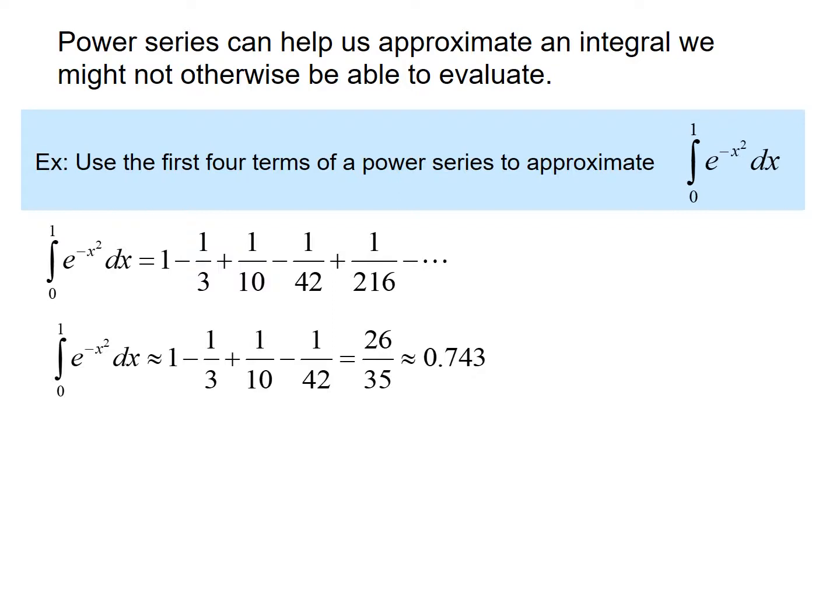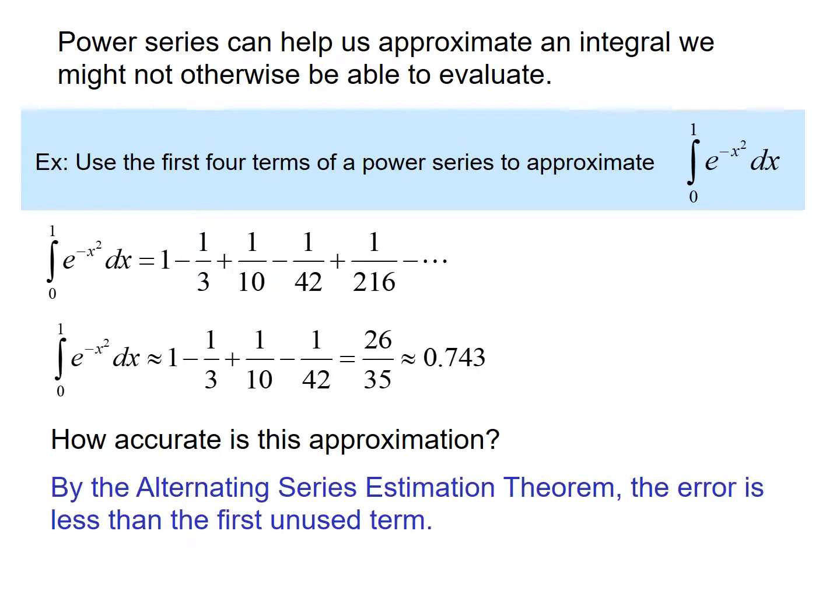Well, we want to know how accurate that is, and the alternating series estimation theorem tells us that the error is less than the first unused term. Since this series alternates, we can just find that first unused term, which is that 1/216th, which is approximately 0.004. So we know that we are off by no more than about 4 1,000ths.